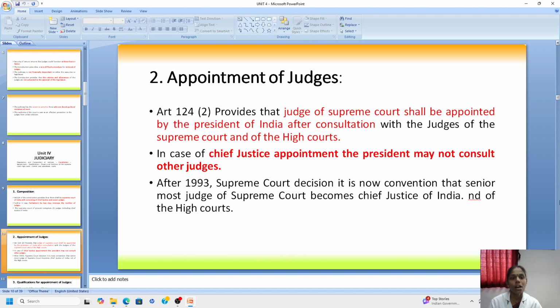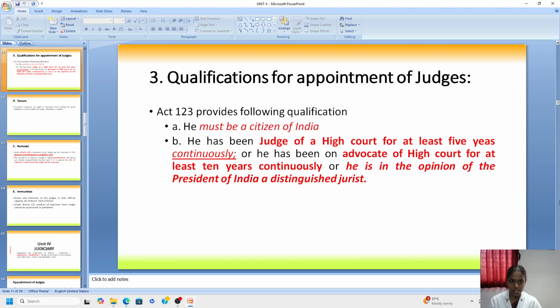Appointment of judges. Article 124(2) provides the judges of the Supreme Court shall be appointed by the President of India after consultation with the judges of the Supreme Court and of the High Courts. In case of Chief Justice appointment, the President may not consult other judges. After the 1993 Supreme Court decision, it is now convention that the senior most judge of the Supreme Court becomes Chief Justice of India and of the High Court.